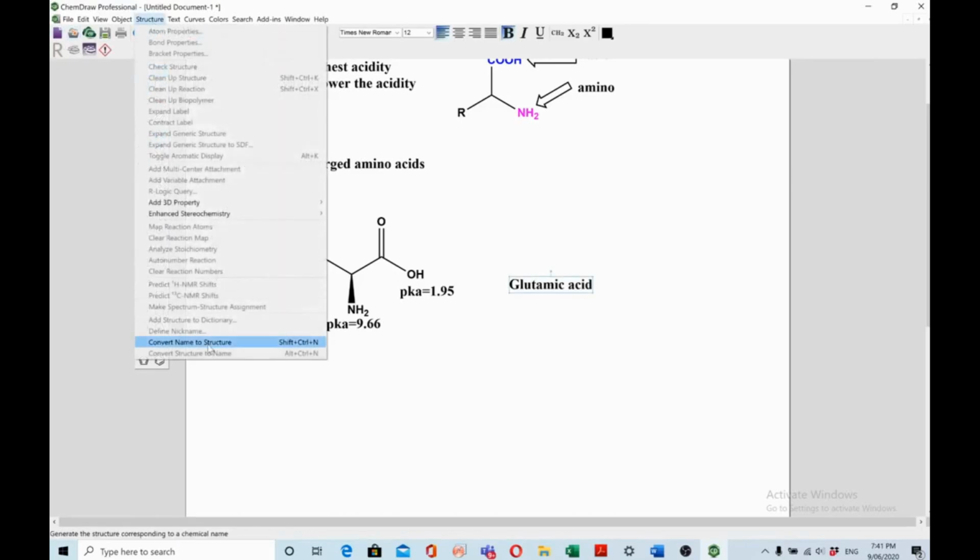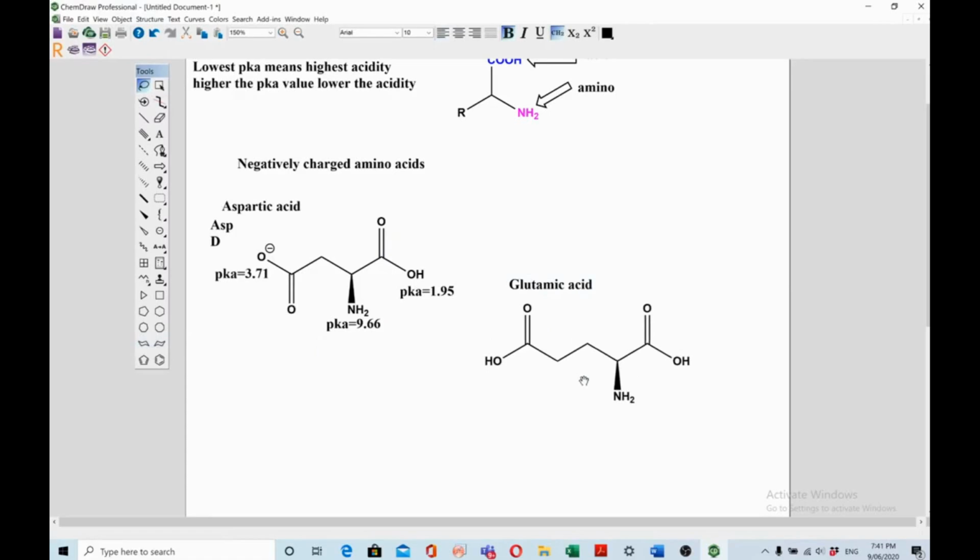So this is the glutamic acid structure. Again, this contains 2 carboxylic acid groups, one carboxylic acid, another carboxylic acid, and NH2, and it has 1 chiral center here. Lovely. Now the 3-letter code for glutamic acid is GLU, and the 1-letter code for glutamic acid is E. Done.